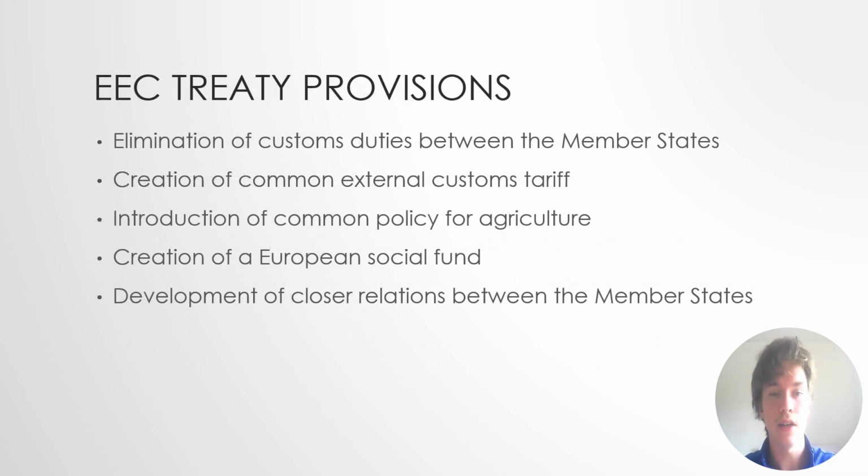The EEC Treaty provided for the elimination of customs duties between member states, as well as the creation of common external customs tariffs. It also introduced a common agricultural policy and created the European Social Fund. It also sought the objective of the development of closer relations between the member states.